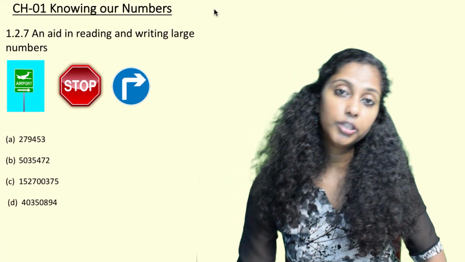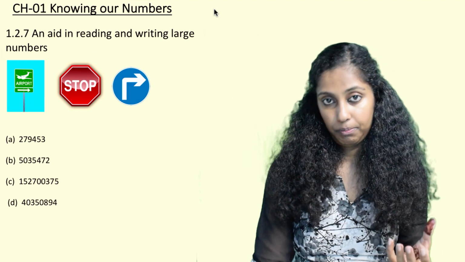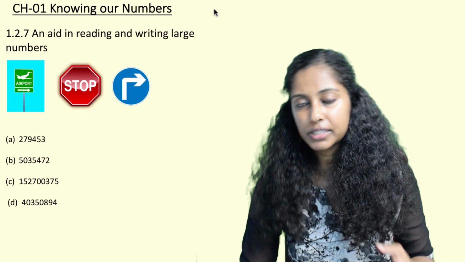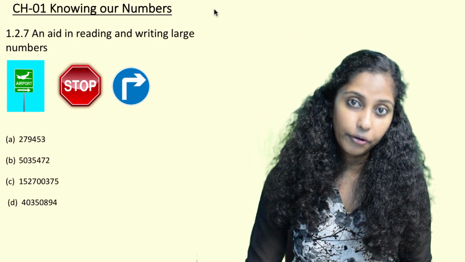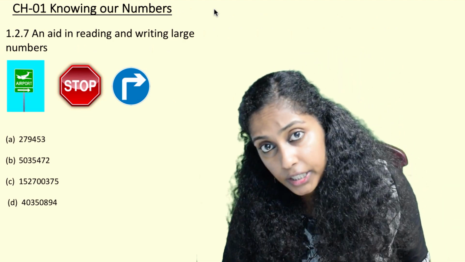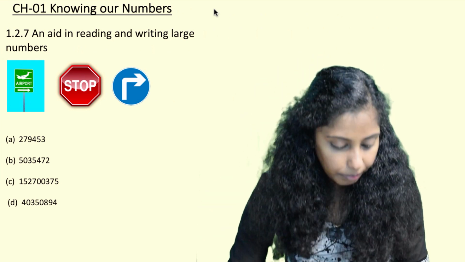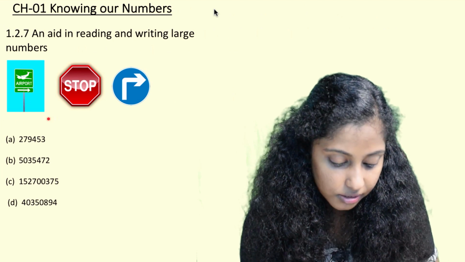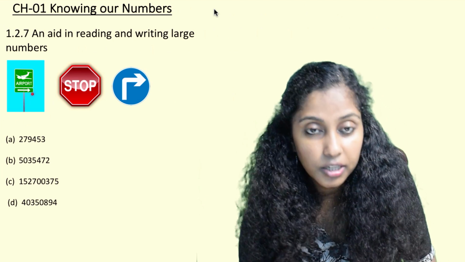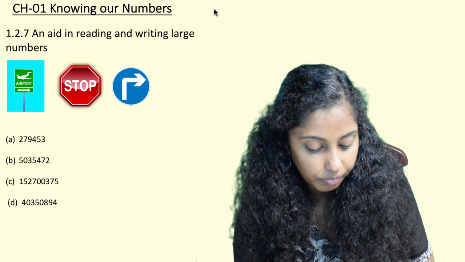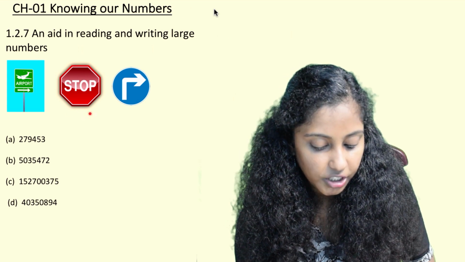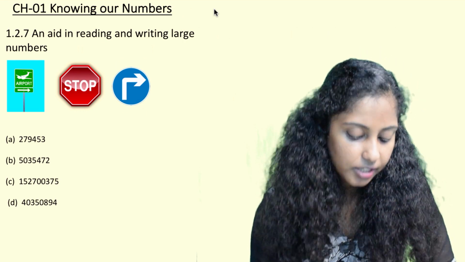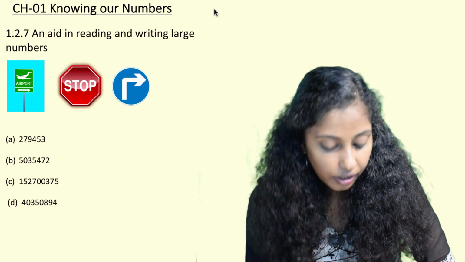Now we proceed further with help. How do we get help in writing larger numbers? Smaller numbers are easy to write and easy to read also. But in case of writing large numbers, we require some help. Just as you can see, here there are certain signals. Airport, this is a symbol indicating airport. This again is a symbol which indicates stop. This symbol again indicates that we have to turn towards the right.